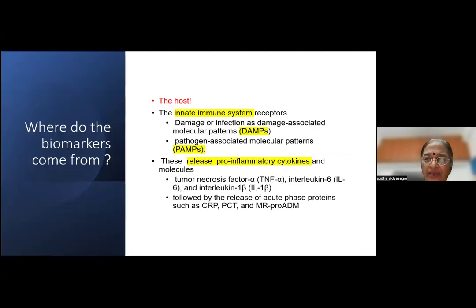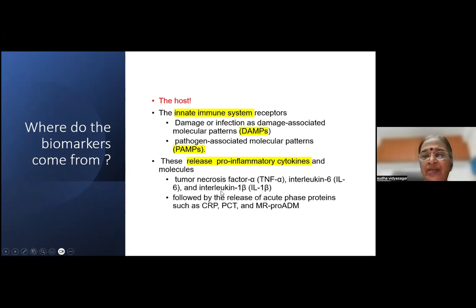So let's see how we can look at this. Where do these biomarkers come from? The biomarkers come from the host. The host produces these biomarkers from the innate immune system receptors. So we have the DAMPs and the PAMPs, that is the damage-associated molecular patterns and the pathogen-associated molecular patterns. So the immune system produces this, and these release pro-inflammatory cytokines and molecules into the body. You are probably more familiar with these.